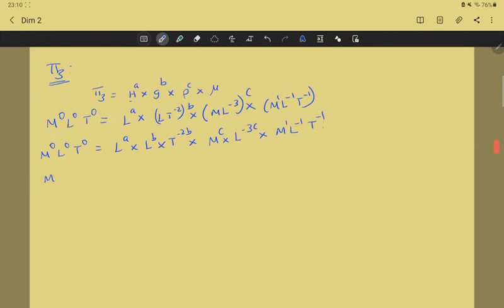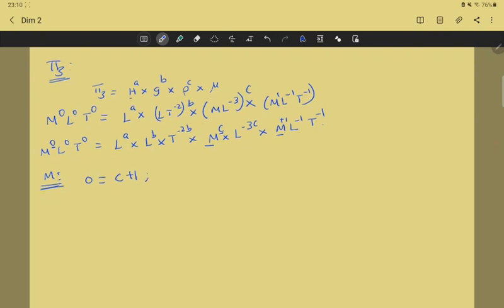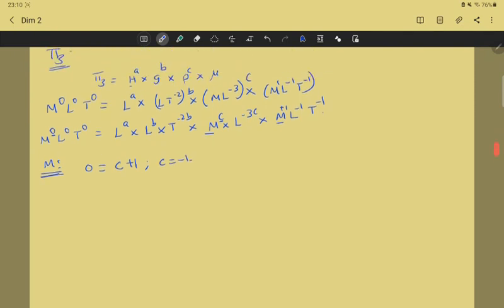Let us look at the first one. For m, it is 0 equals, how many m terms are there? 1, 2 m terms are there. So I can write this as c, the first power, plus 1, because it is plus 1, that is what it means. So c equals -1.